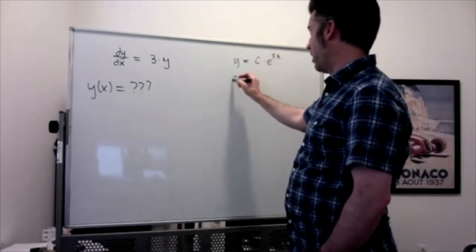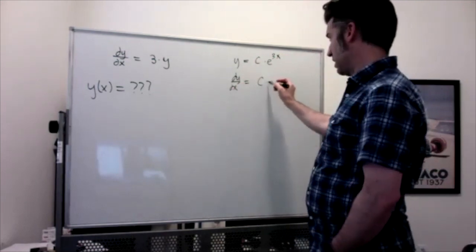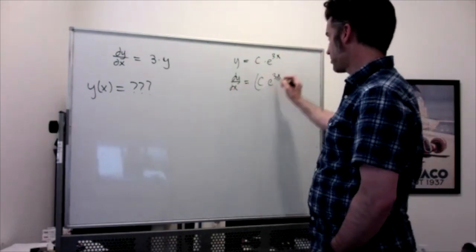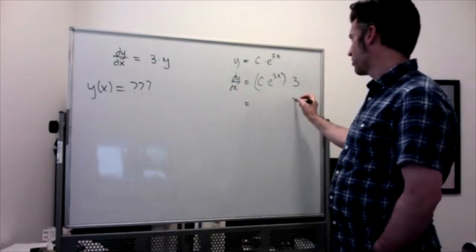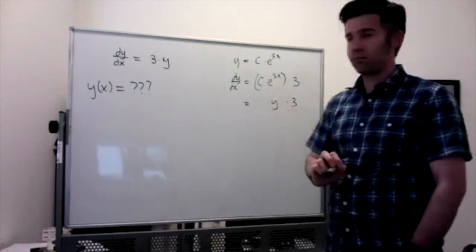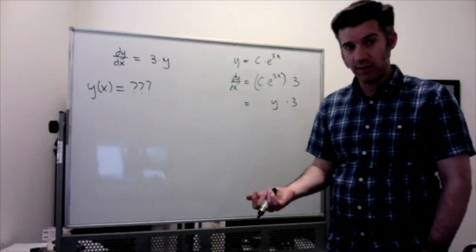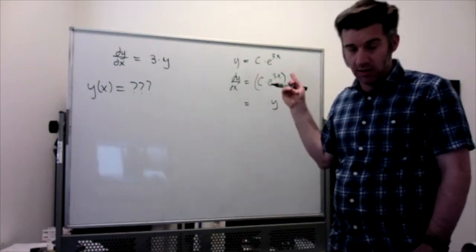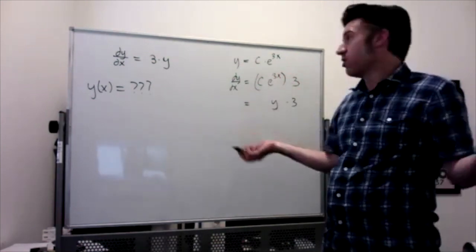Because the derivative of y is c times e to the 3x times 3, which is exactly 3 times y. But the question is actually not what the answer is, but how do we find the answer? We've seen this one before.